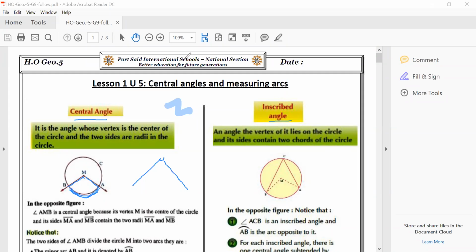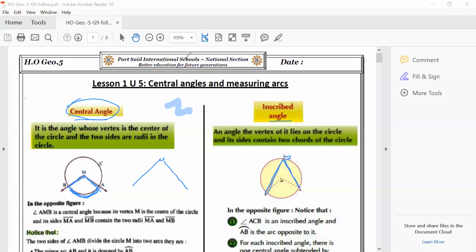But the inscribed angle is the angle whose vertex is a point on the circle, any point on the circle, and its sides are two chords in it. So the central angle's sides are two radii, but the inscribed angle's sides are two chords in the circle. In the central angle, the vertex is the center of the circle, and that comes from its name. But here its vertex is any point on the circle.